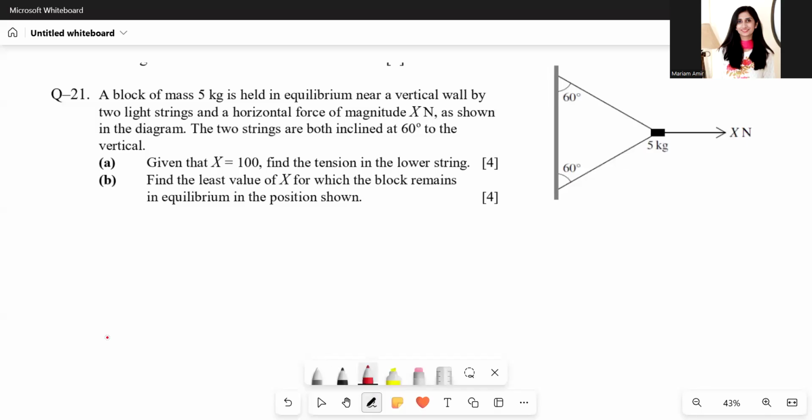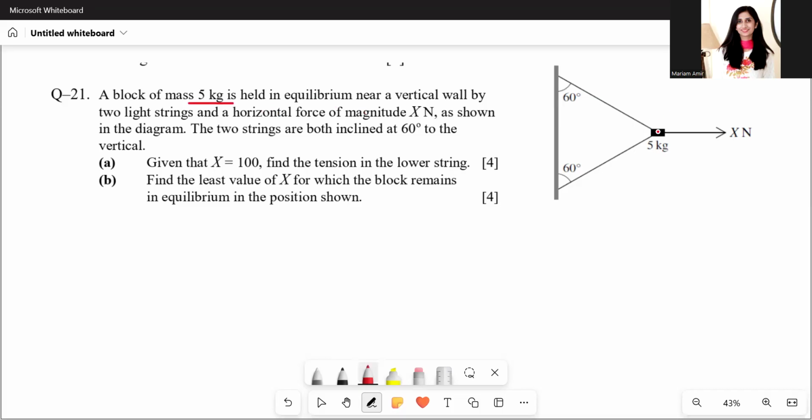Question number 21. Worksheet forces on threaded rings. A block of mass 5 kg is held in equilibrium near a vertical wall by two light strings and a horizontal force of X Newton. Okay, 5 kg mass means 50 newtons weight in this direction, since weight equals mg and g is 10.